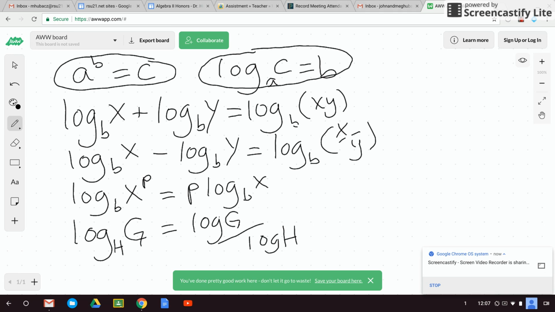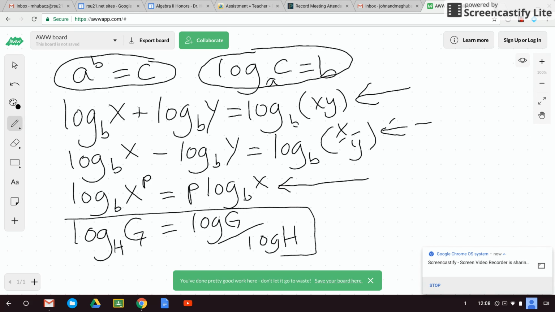The next two are properties. This one right here is our product property. This one right here is our quotient property. The next one is what's called our power property. So if you remember, it's when we take that power p and we plop it out front of the logarithm like it's a coefficient. And then this is a new one.